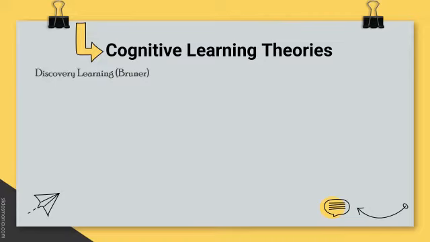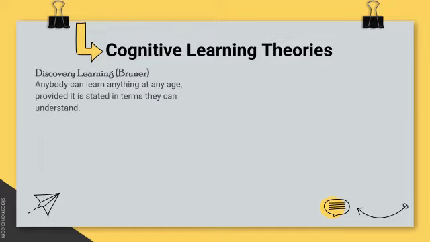Discovery learning was introduced by Jerome Bruner and is a method of inquiry-based instruction. This popular theory encourages learners to build on past experiences and knowledge, use their intuition, imagination, and creativity, and search for new information to discover facts, correlations, and new truths. Learning does not equal observing what was said or read, but actively seeking answers and solutions. According to Bruner, anybody can learn anything at any age, provided it is stated in terms they can understand.